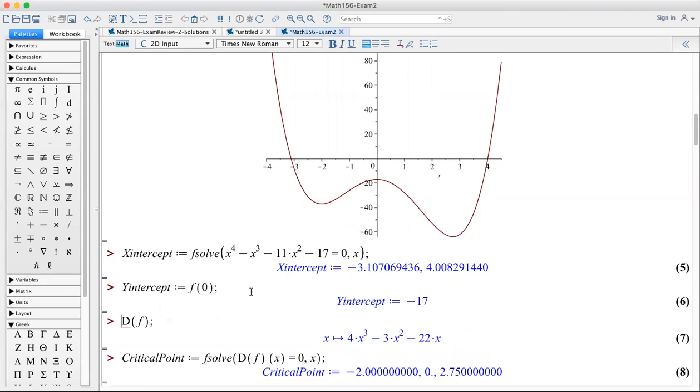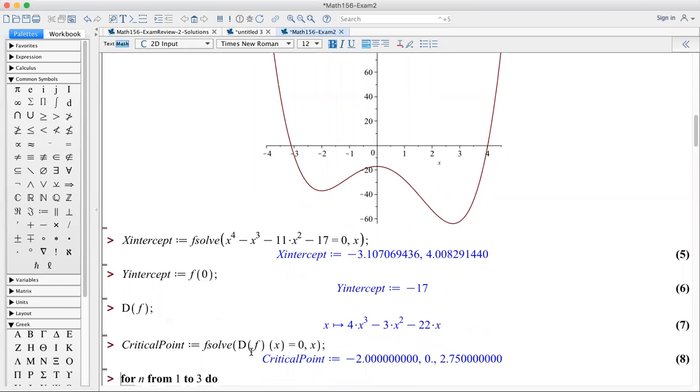That's the y-intercept. Now, if you want to find the local maxima and local minima, the first thing you look for are the critical numbers. Those are the points where the derivative is 0. This is the derivative. So if you solve the equation derivative equals 0, you get 2 critical numbers, -2 and 2.75. And 0, 3 critical numbers.